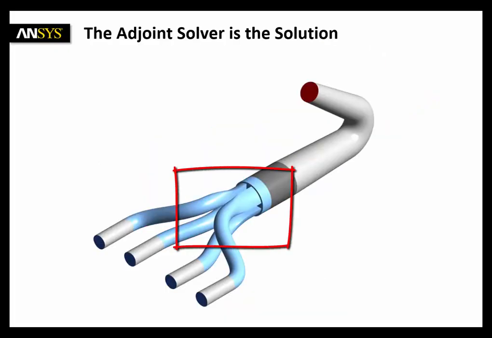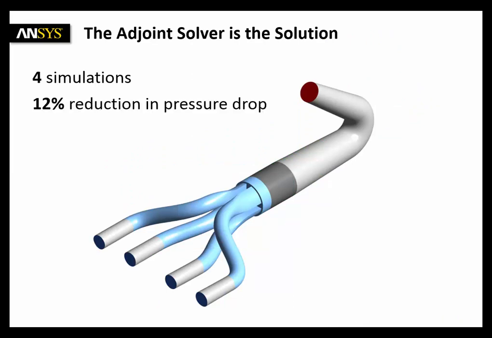I am sure you now agree that the Adjoint solver is a fast and smart shape optimization technique. The process I showed you, do it 4 times and look at the original geometry and the optimized one with 12% reduction in pressure drop.